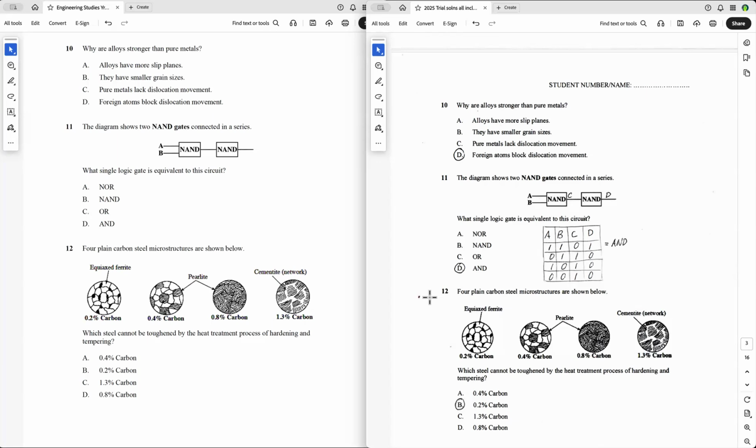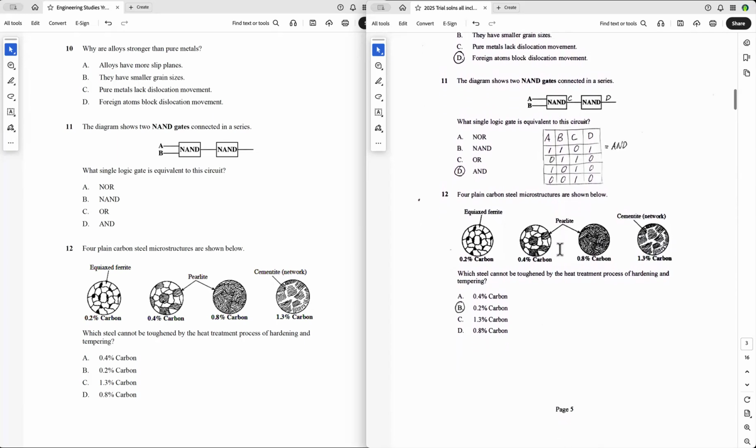The diagram shows two NAND gates connected in series. What single logic gate is equivalent to this circuit? So when you've got a 0 going in here, you just interpret that as two zeros for A and B. So you do your truth table here, and you can see that the logic gate that is shown by this is an AND, because you get a positive output when you have an input of 1 for A and B.